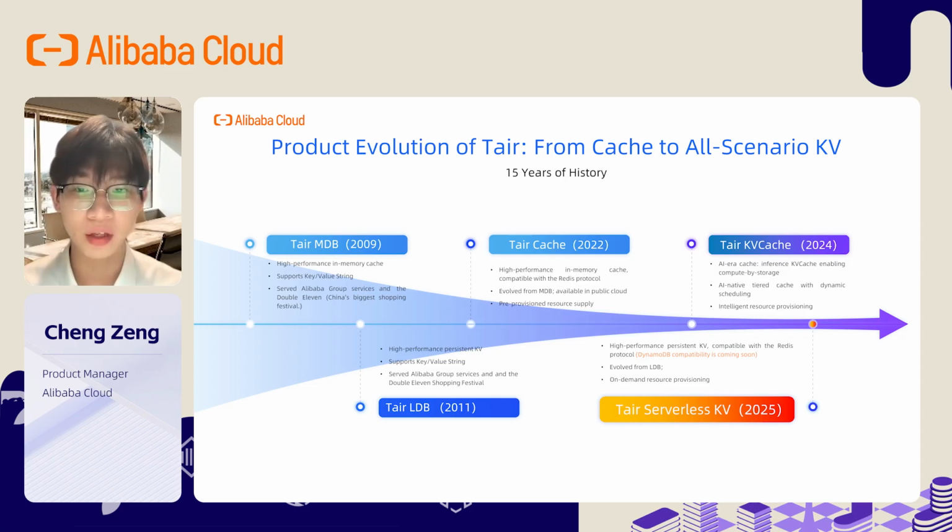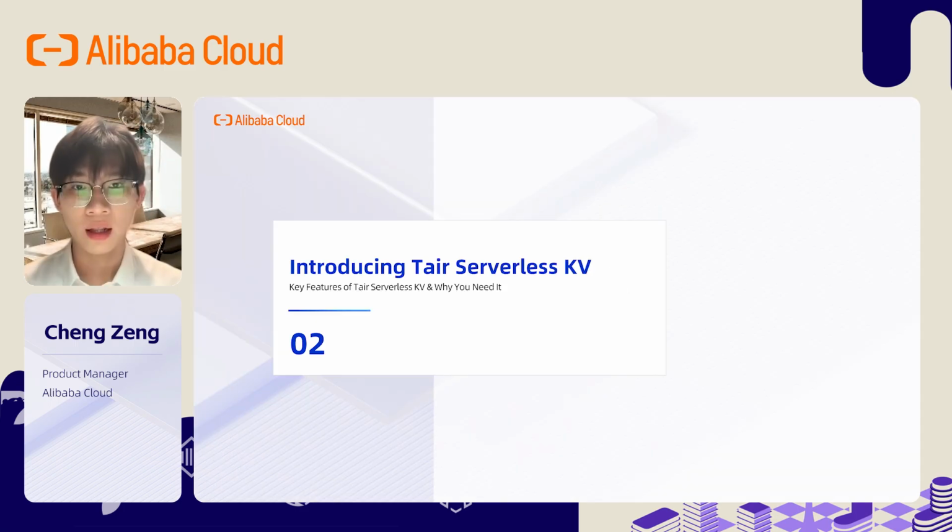After Tair MDB evolved into Tair Cache, we've also made comprehensive upgrades along the persistent storage path. Evolved from Tair LDB, Tair Serverless KV is a high-performance foundational KV database. It currently supports Redis and plans to support DynamoDB in the future. Then let me walk you through the product features of the Serverless KV and explain why you need this product.